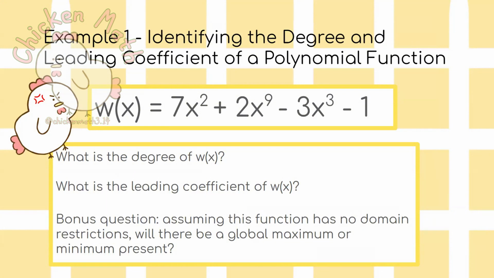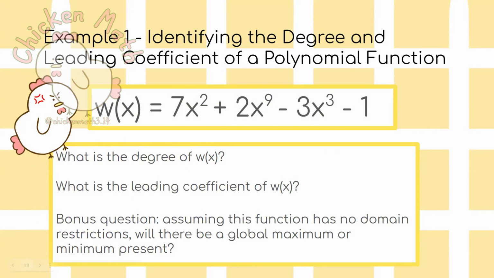All right, so now we're moving on to our examples. This is the first example where we're identifying the degree and leading coefficients of a polynomial function. Now, we're going to learn more about what this tells us about the function in later units, but right now we're just sticking to identifying. So, what is the degree of w of x? That's our function right here.